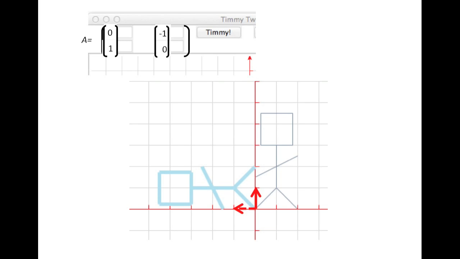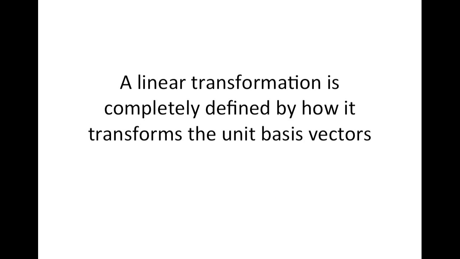This gives us a systematic way of determining what the transformation ought to be by looking carefully at Timmy and the target. We learn again, a linear transformation is completely defined by how it transforms the unit basis vectors.